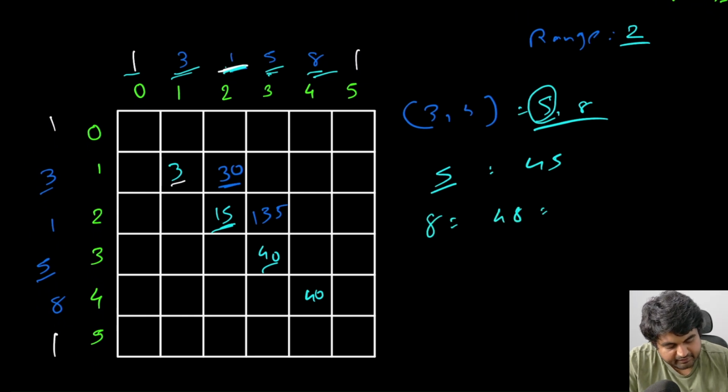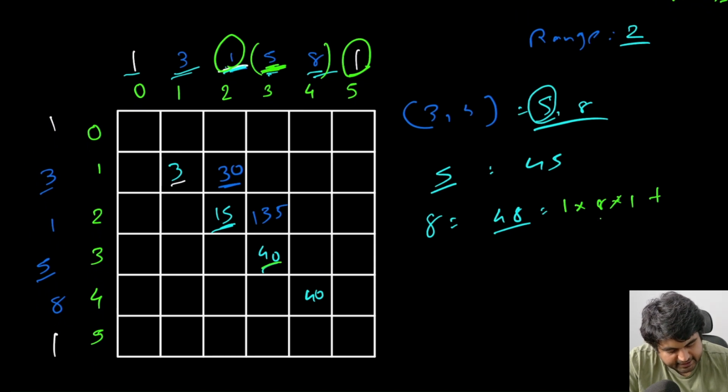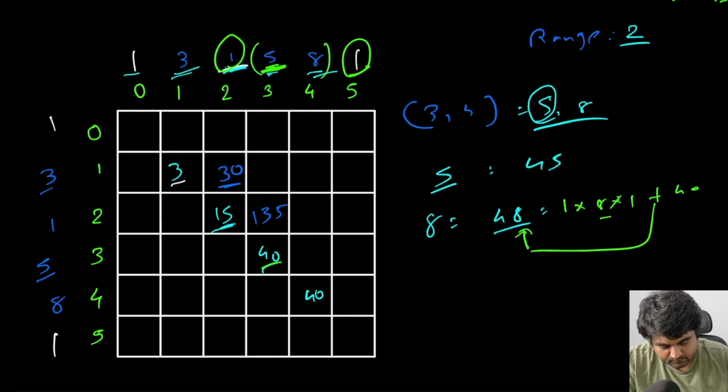Now why did we get 48? I'll just quickly explain. Basically we are doing 1 multiplied by 8 multiplied by 1. So this is 1 and this is the second one, because remember we are talking about this range, and plus whatever value we get by bursting this balloon, so that would be 40. So basically 8 plus 40, so that sums up to 48. Okay, so maximum value is going to be 48 between the range 3 to 4. So we'll just mark it over here as 48.